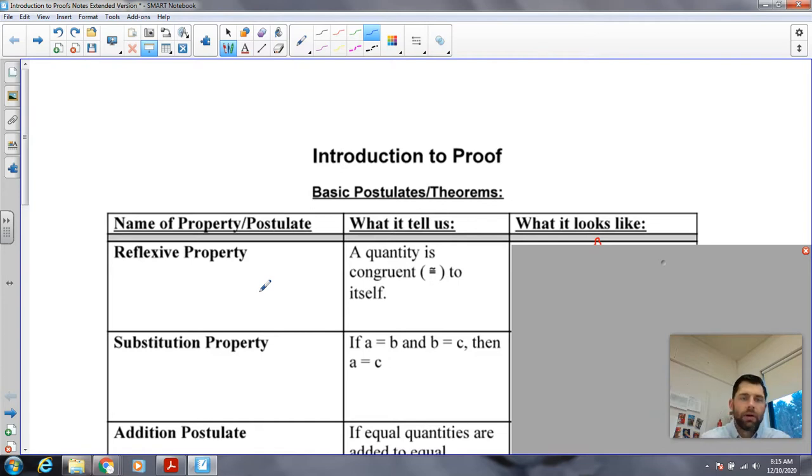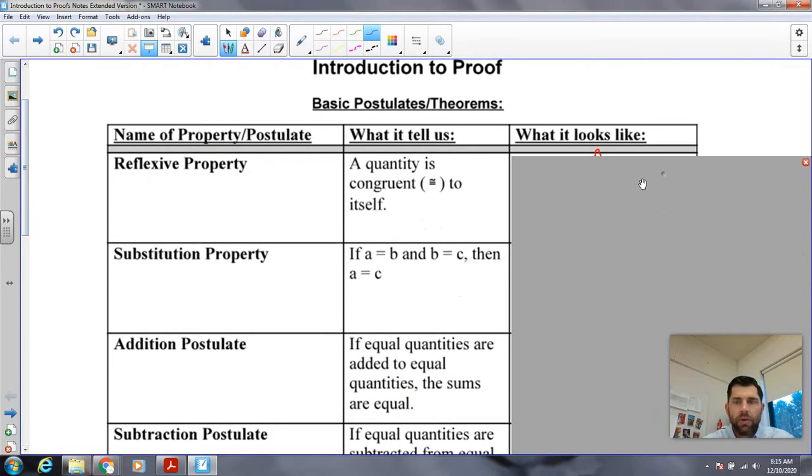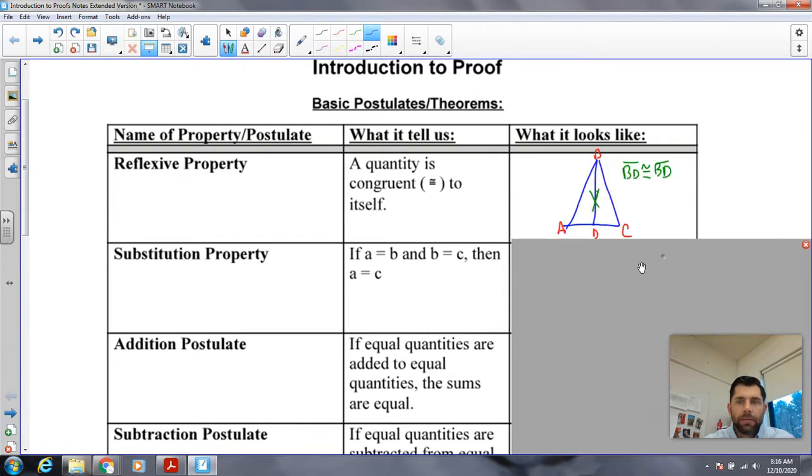So the first thing, the property or postulate we've talked a little bit about is the reflexive property. It's when a quantity is congruent to itself. So the way we visualized that the last couple days when we were doing those little mini proof examples was if something had a shared side. So if I have that triangle with that shared side down the middle, I can use the reflexive property to say that BD, this side here, is congruent to itself. So if we're trying to prove triangles are congruent and we need three pieces of information, that shared side is going to be really common to be one of our three pieces of information.